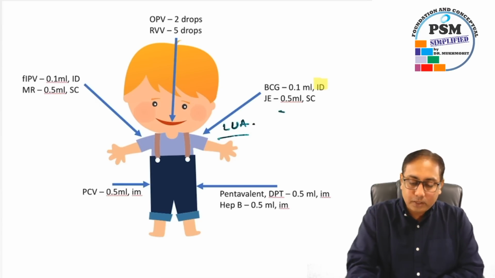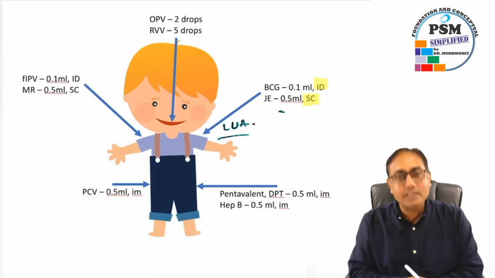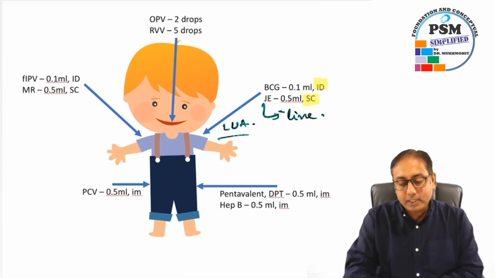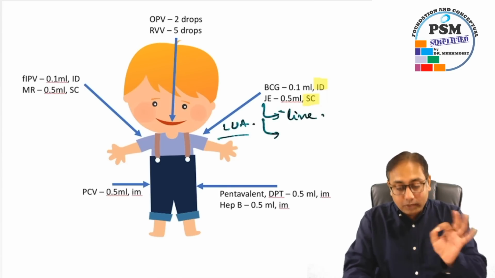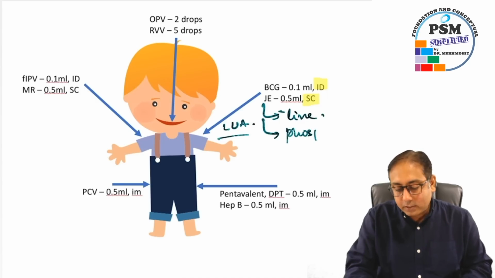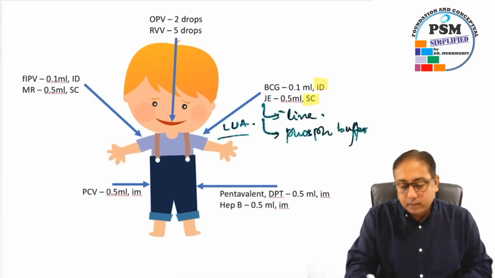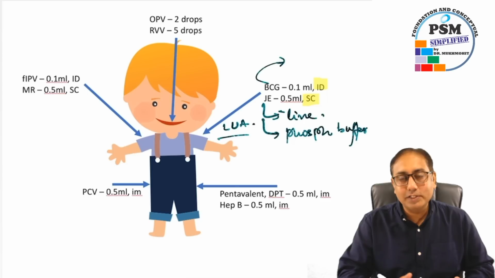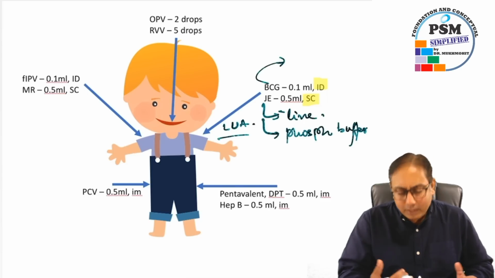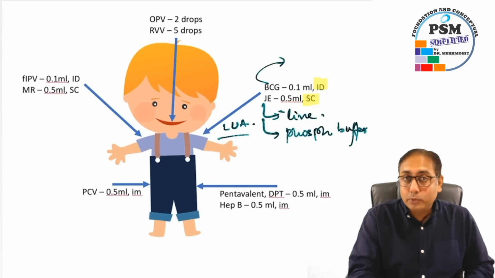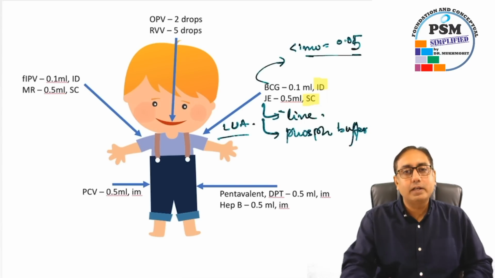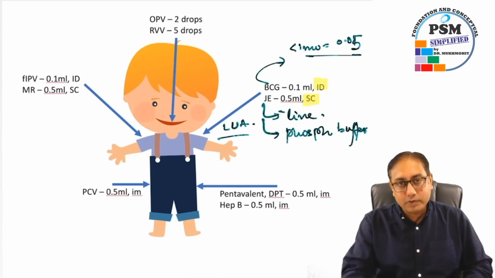BCG is always given as intradermal, whereas Japanese encephalitis is always given as subcutaneous. Japanese encephalitis is a live vaccine that we are using. It is reconstituted with a special buffer that is called as the phosphate buffer. The BCG vaccine, what we are doing in India is a direct BCG vaccine. That is, we are not testing the child whether the TST is positive or negative. We directly give the BCG. And BCG, if the dose is asked for age less than 1 month, the dose is 0.05. Otherwise, the dose is standard 0.1 ml given as intradermal.